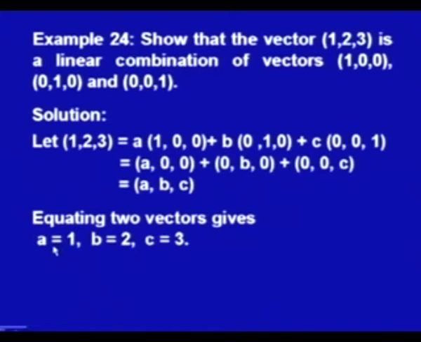So, we have found A is equal to 1, B is equal to 2, C is equal to 3. If we substitute these values here, this is nothing but (1, 2, 3). In short, we have represented (1, 2, 3) as 1 times (1, 0, 0) plus 2 times (0, 1, 0) plus 3 times (0, 0, 1). So, we can say that (1, 2, 3) has been represented as a linear combination of the given 3 vectors (1, 0, 0), (0, 1, 0) and (0, 0, 1).